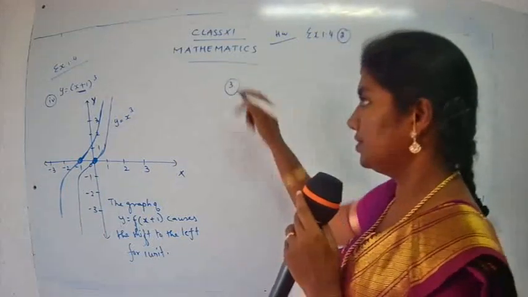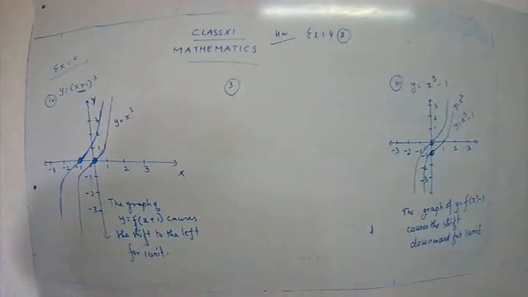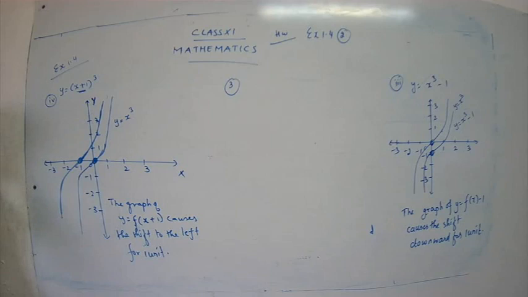Let's go for sum number 3, children. Take down sum number 3. Graph the functions f of x is equal to x cube and g of x is equal to cube root of x on the same coordinate plane. Find FOG and graph it on the plane as well. Explain your results.